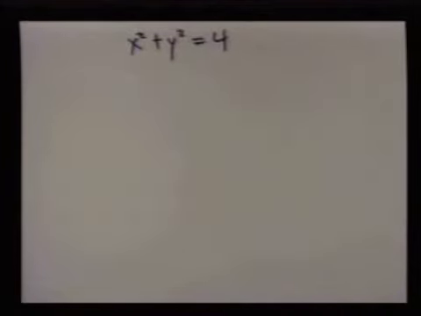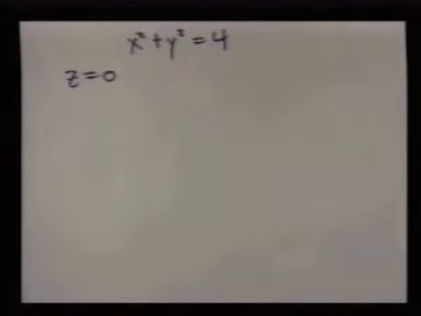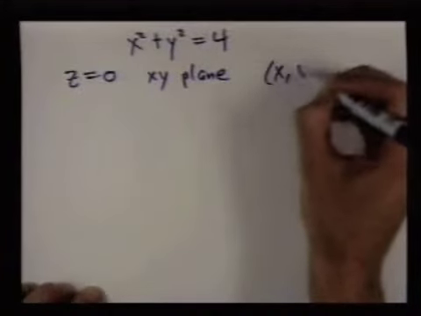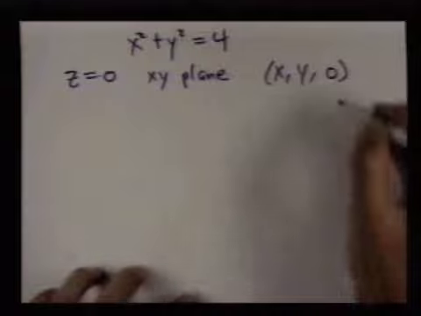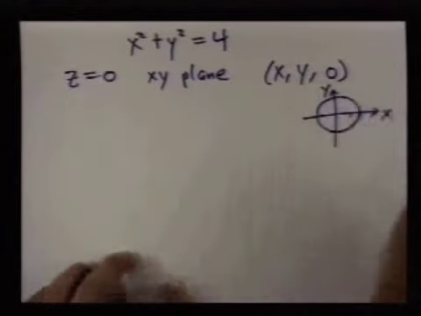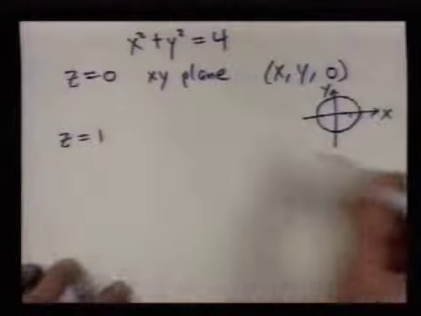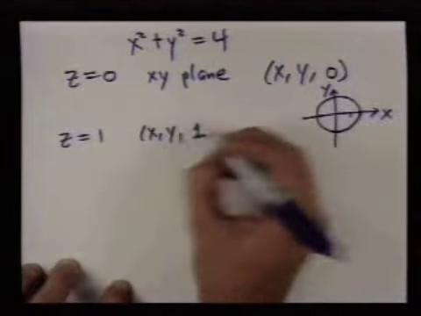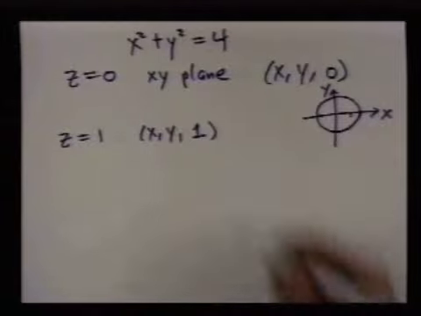So here's the equation again. And so we just think about, well, this doesn't depend on z. So when z is 0, this is just the xy plane. We get all points x, y, 0, points of this form will be on this surface exactly when x, y is a point on the circle. And the same holds for z equals 1. We get points of this form will be on the surface exactly when x, y is a point on the circle. And you see, no matter what z value we take, we get the same shape.